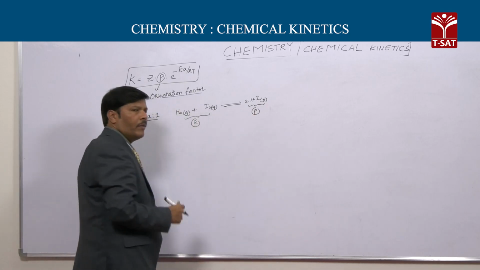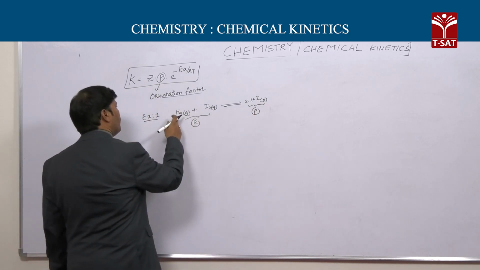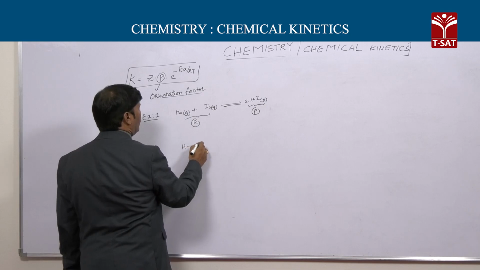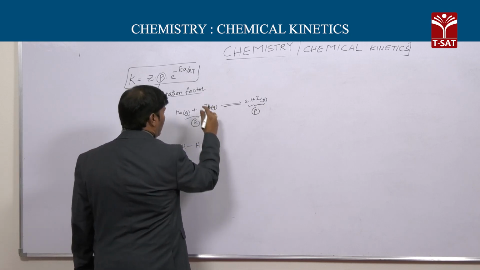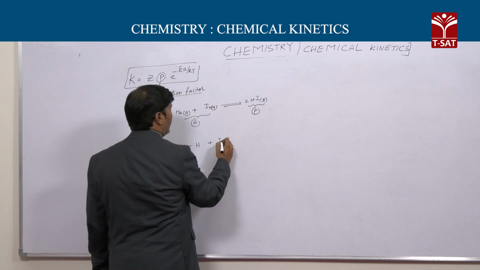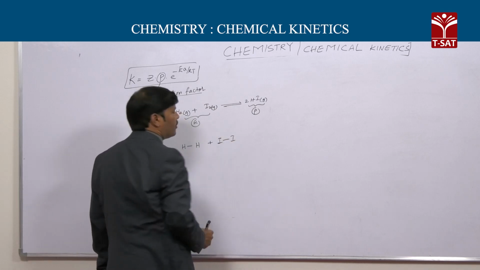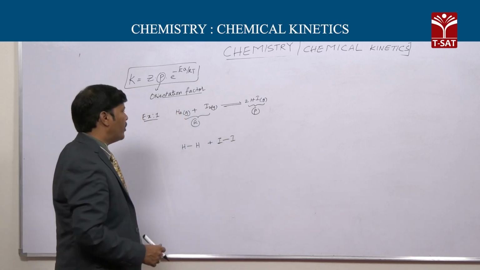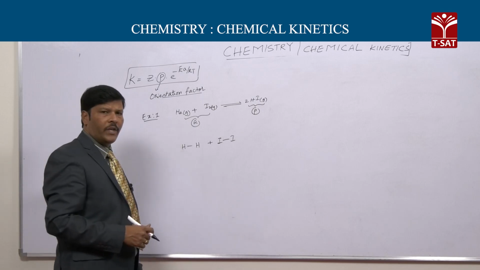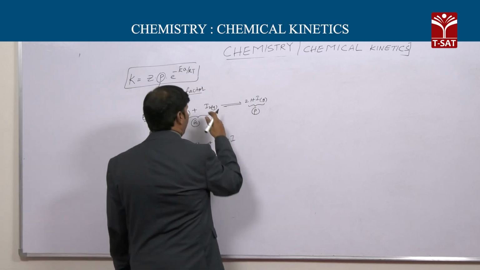But what we need to understand here is that the H2 molecule contains one single covalent bond, and the I2 molecule also contains one single covalent bond. Of course, iodine is a sublimable solid. It has the sublimation property, so it exists in the vapor phase. We can regard it as a gaseous phase.